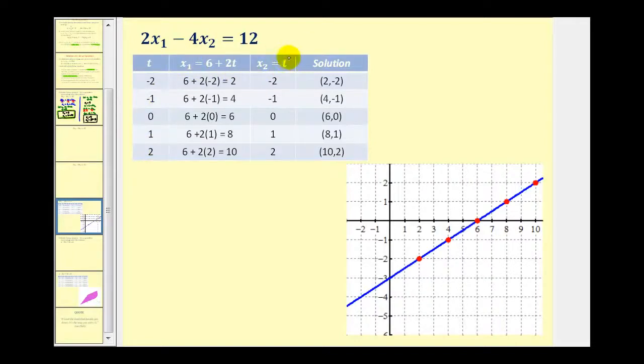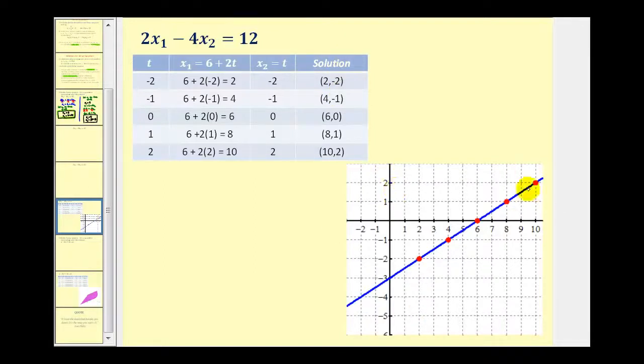Well, the first thing we should recognize is that whatever t value we select, it's also going to be the value of x sub 2. And then since we know that x sub 1 equals 6 plus 2 times t, we can substitute the same values for t to get the values for x sub 1. Every x sub 1 and x sub 2 forms an ordered pair, which represents one possible solution, which we can graph on the coordinate plane.